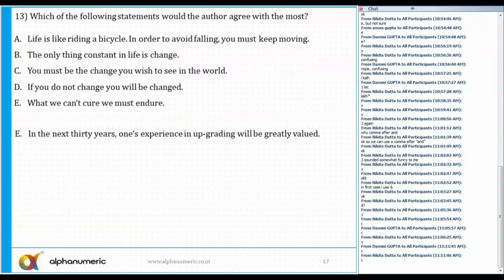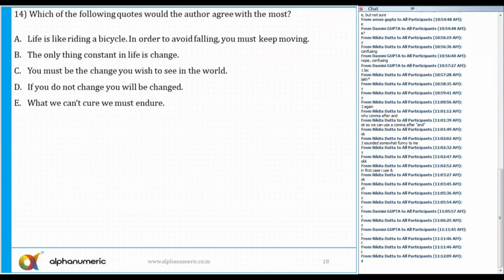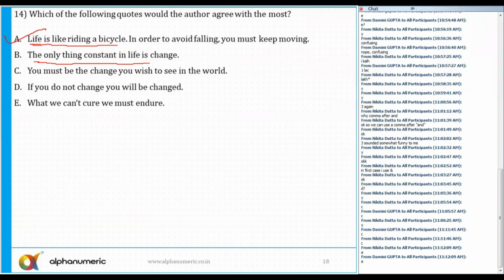Number 14. Which of the following quotes would the author agree with the most? I think the answer should be A. Life is like riding a bicycle. That means that life is always changing. This is mentioned in B also. But B just mentions that things have always changed. So it is just one part of the passage. How you will adapt to this change is not mentioned in B. That is why B is not right.